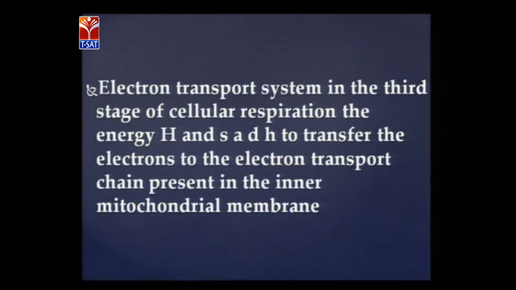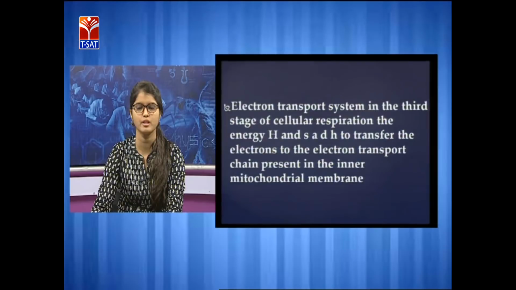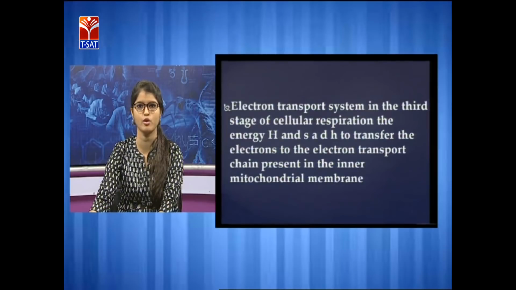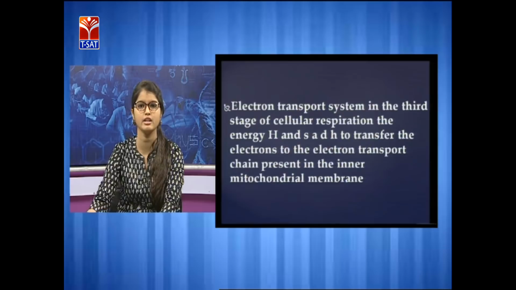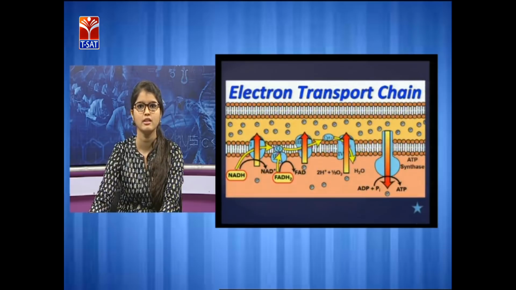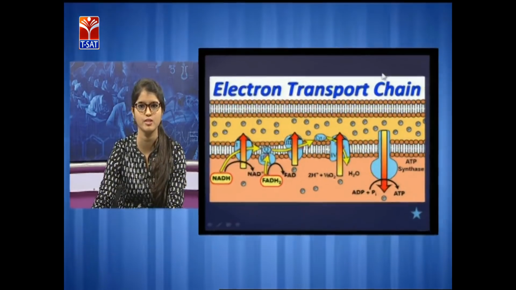Coming to the electron transport system, this is the third stage of cellular respiration, in which the electron transport chain happens in the inner mitochondrial membrane. In this, the transfer of electrons takes place from FADH and NADH to the inner mitochondrial membrane. This is the diagram of the electron transport system.